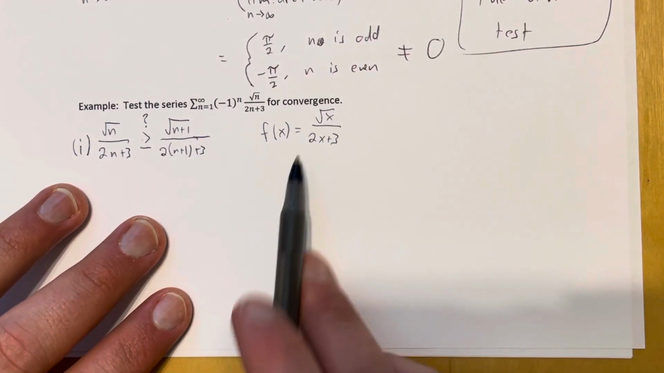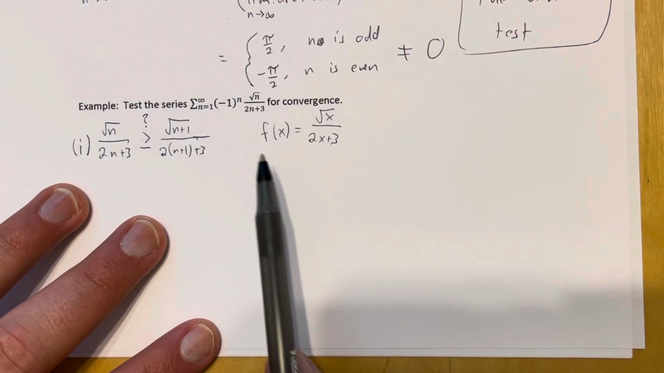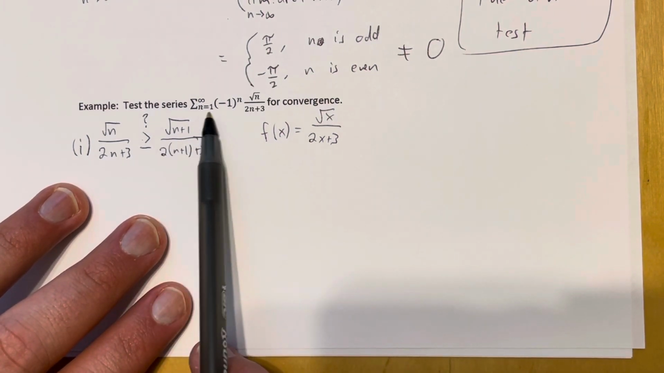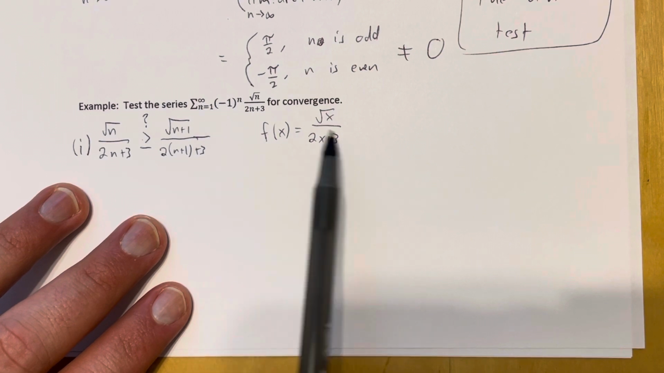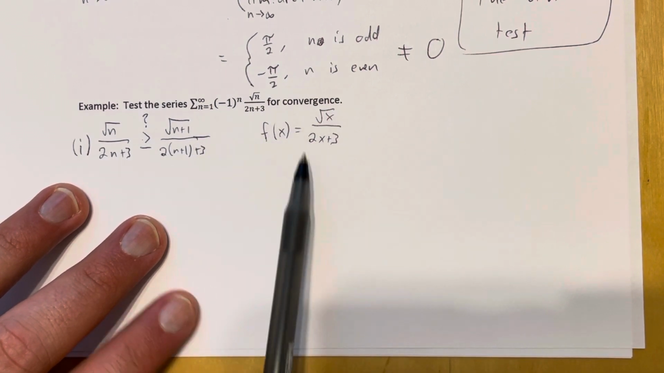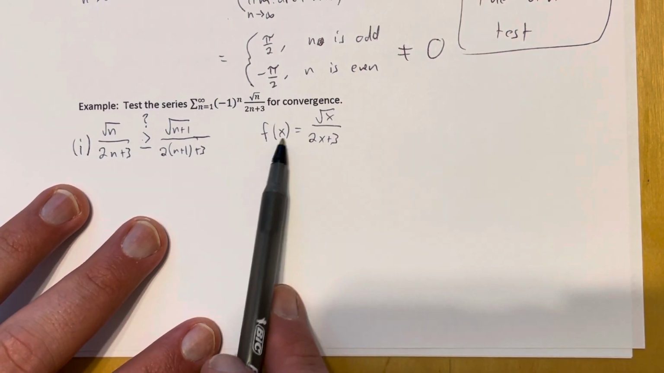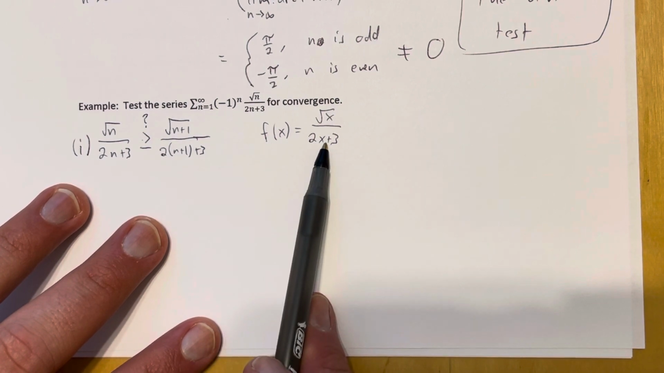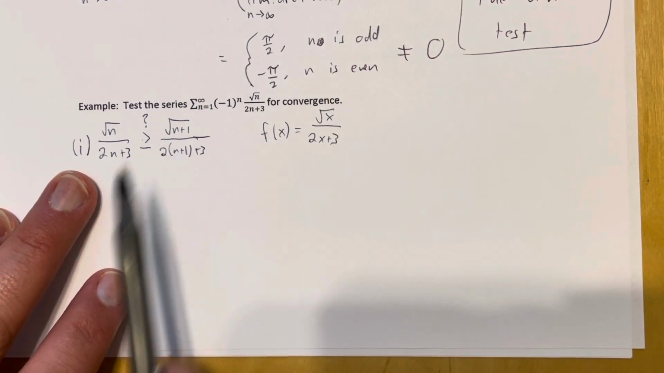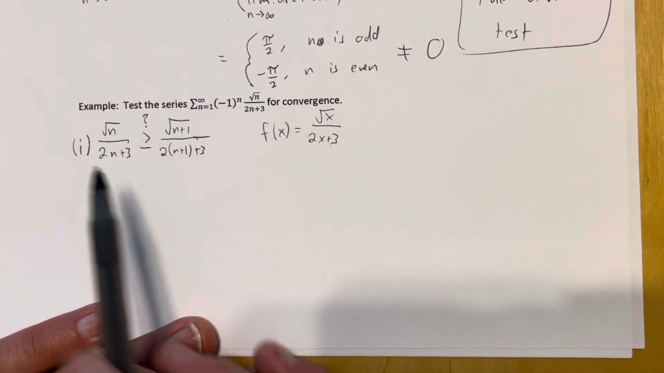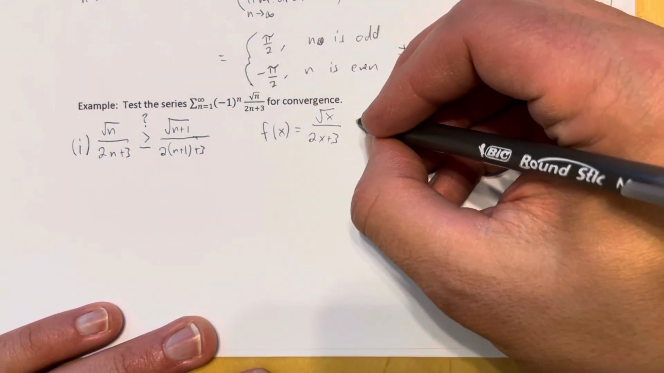If I take the derivative of this, and if the derivative is negative everywhere I need it to be, so that would be if x goes from 1 to infinity, that would imply that this function is decreasing on that interval, which would also mean that these terms are decreasing as we proceed through that sequence of terms. So let's see what happens.